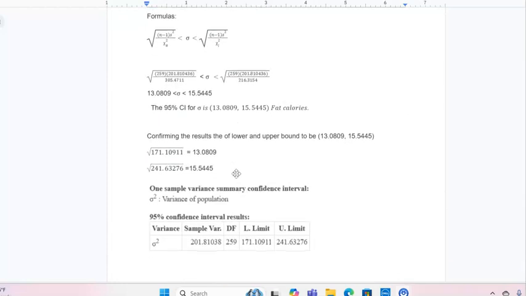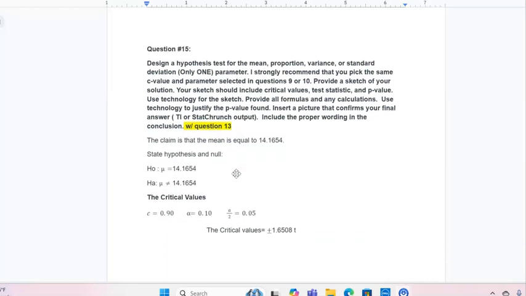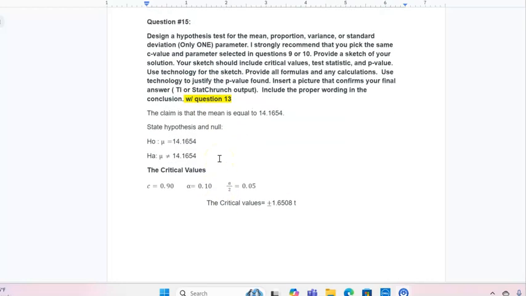Moving on to question number 15. For this question, we had to do a hypothesis test for the mean, proportion, variance, or the standard deviation. We only had to do one though. The one that we picked is the mean. For our claim, we said the mean is equal to 14.1654. So our null hypothesis, H0, is the mean is equal to 14.1654, and then the HA is the mean is not equal to 14.64.